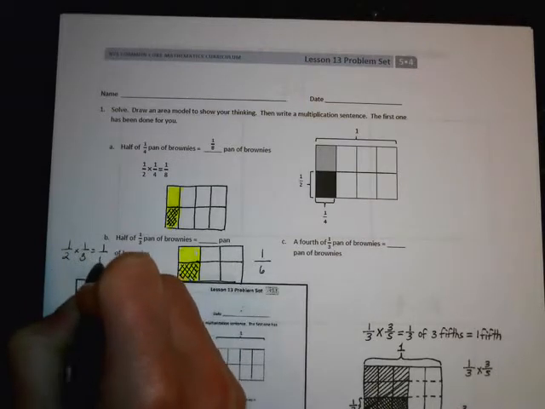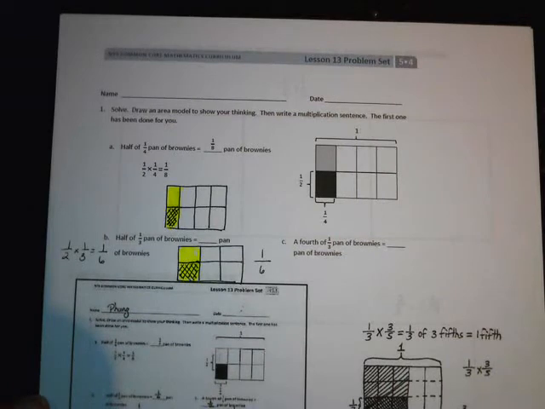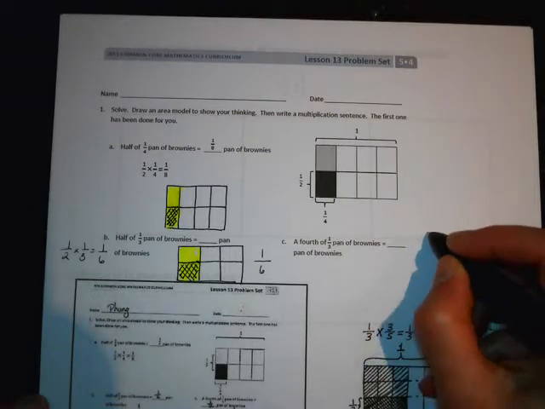What do you think? You guys getting it? Does that make some sense? So here, let's try this one. It says 1/4 of a third of a pan of brownies.